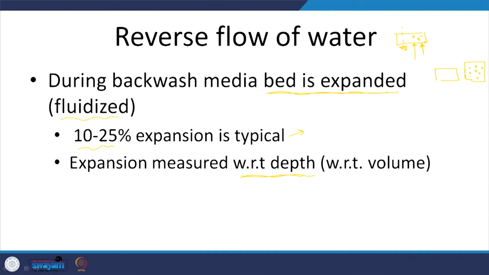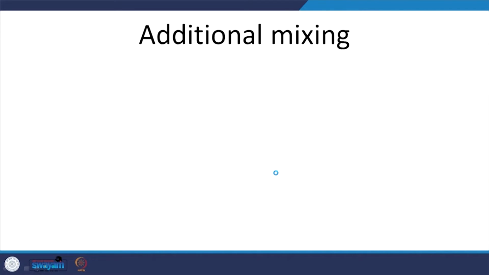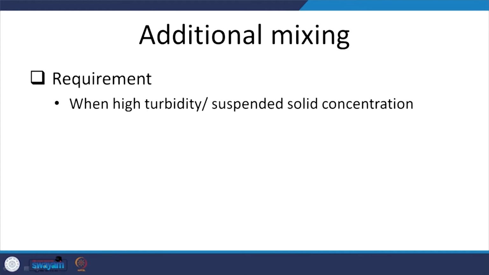So, with respect to the depth, or with respect to volume, let us say in general with respect to the depth: when is more mixing or more backwashing required? When there is remarkably high turbidity or suspended solids concentration in the influent, meaning a lot of suspended matter has been adsorbed onto my filter media. Obviously that is one thing. And when else?